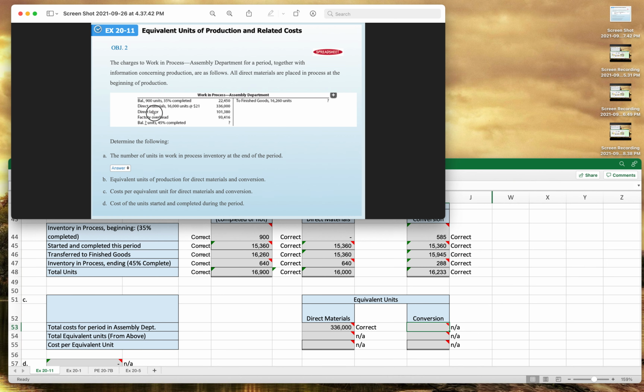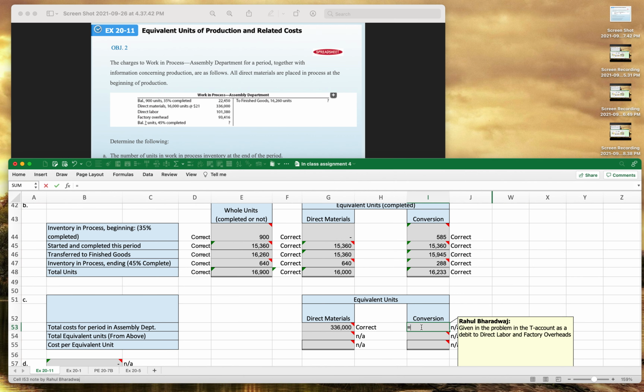And again, they tell us that information up here. Direct labor was added in work in process as a debit of 101,380. Remember, the credit would have been to wages payable or something, and debited work in process. And so we can assume that 101,380 was the direct labor cost. And we can also see that the factory overhead added this time was 93,416. So the addition of those two items, 101,380 plus 93,416, were the total conversion costs incurred during this period.